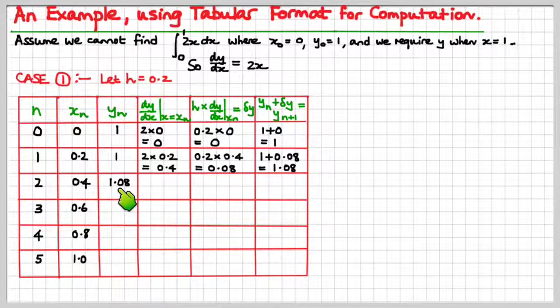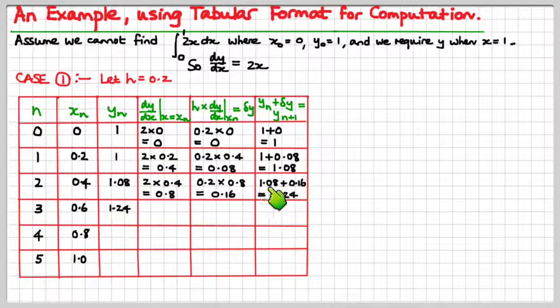Are you getting this now? Yeah, you're starting to get into the rhythm of it now. So dy dx when x is 0.4 would be 2 times 0.4, wouldn't it? Which would be 0.8, and h, 0.2, times 0.8 would be, what would that be? It would be 0.16, oh, I'm going too fast now, sorry about that, 0.16, and therefore this new estimated value of y would be 1.08 plus the 0.16, which will get you 1.24, and that value carries over again.